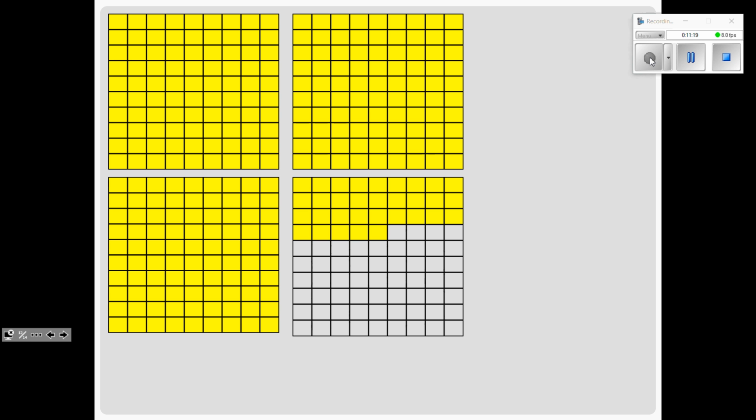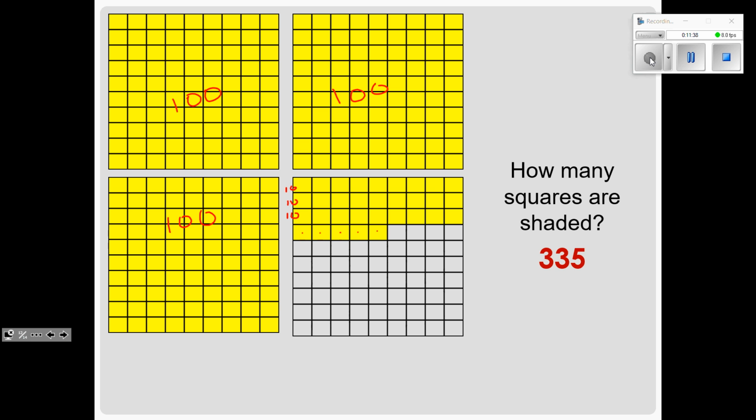Now this one, if we say how many boxes are there, there's actually 400. But how many are shaded? Well, we have 100 shaded here, 100 shaded here, 100 shaded here, 10, 20, 30, 1, 2, 3, 4, 5. So there's 335 boxes that are shaded.